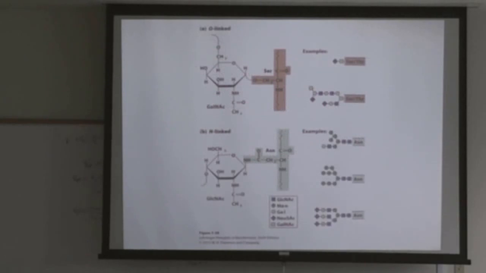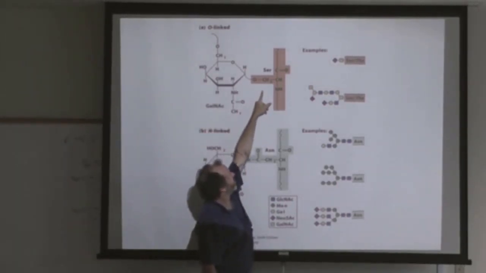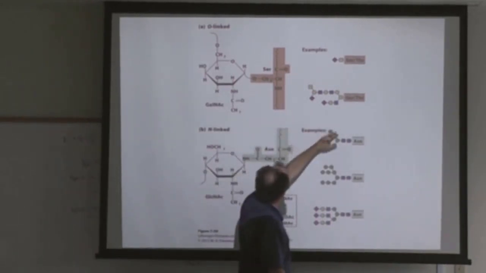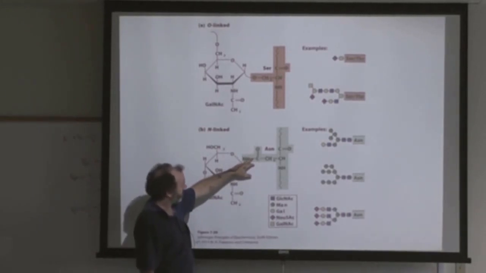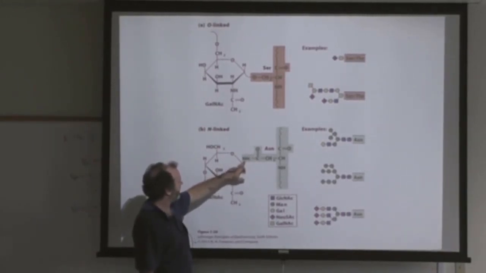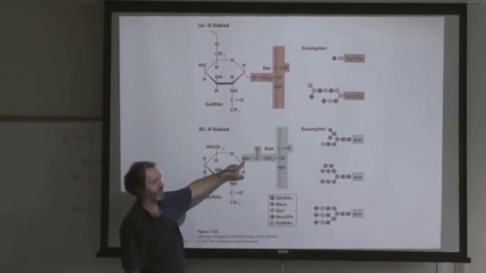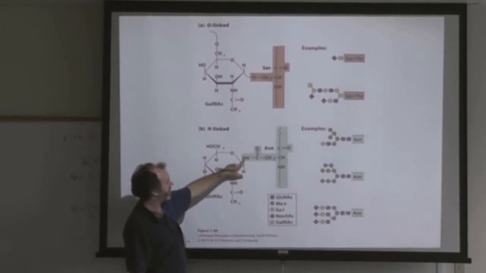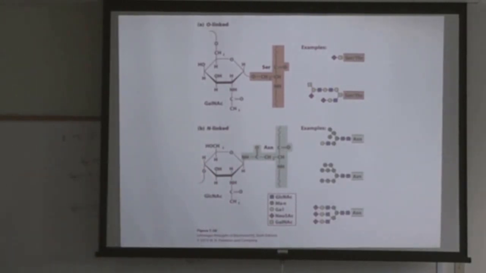There are two types of glycosylations you can see. You have O-linked, where sugars are O-linked to a serine or a threonine, or you can have N-linked, where you have sugars N-linked to asparagine, the amide. So N-linked is attached to the amide of asparagine. O-linked is attached to a serine or a threonine, to the alcohol group. And if you see it, notice it's the anomeric carbon that's attached.